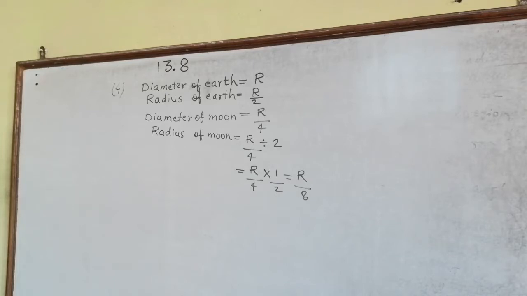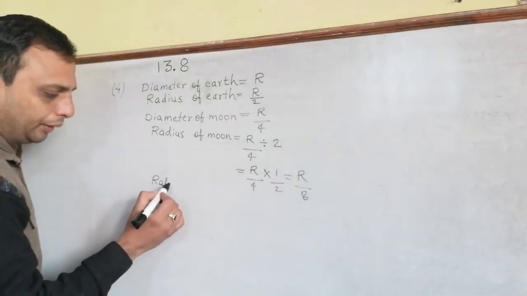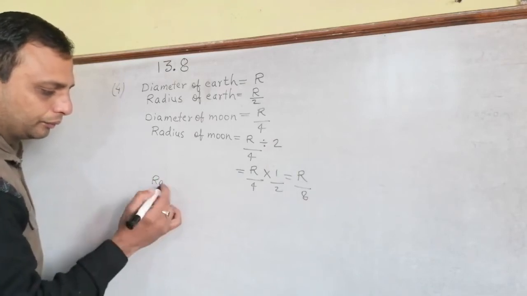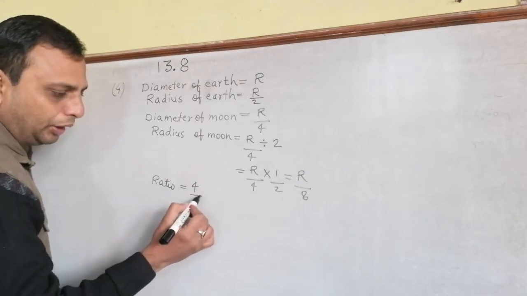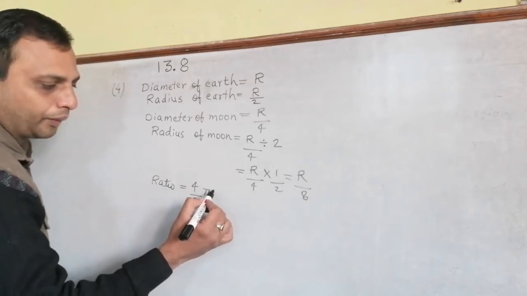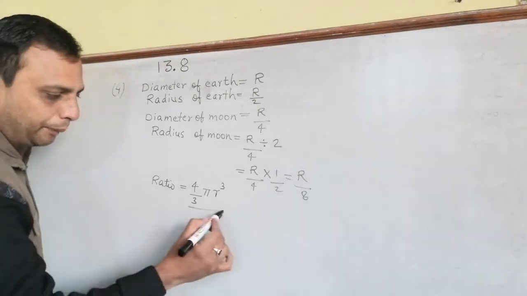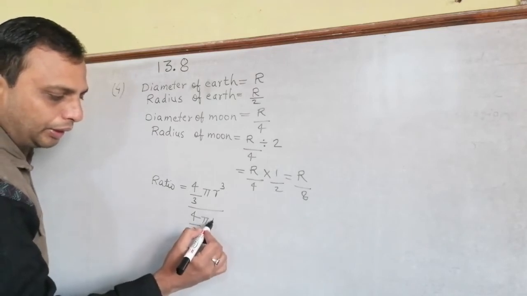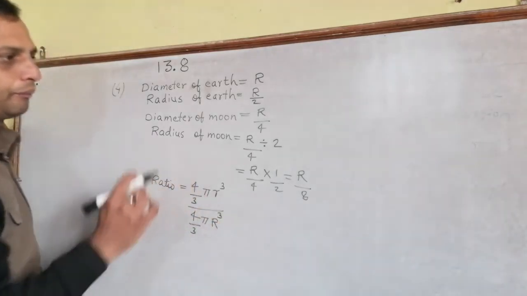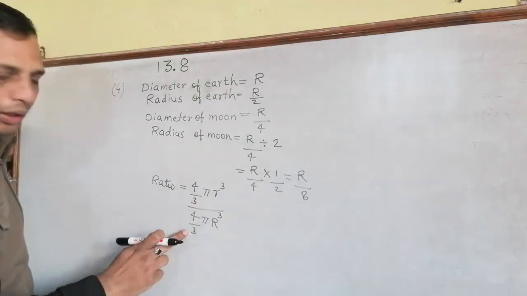Now we have to find the ratio of the volume. So the ratio will be 4 upon 3 pi r cube. This is the volume of the moon, divided by 4 upon 3 pi capital R cube. Capital R I am using for the earth. This is the volume of the moon, this is the volume of the earth.